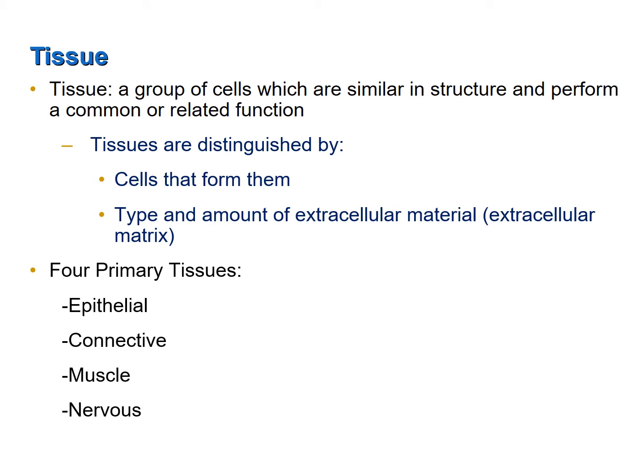There are 4 primary tissues. They are epithelial, connective, muscle, and nervous tissues.